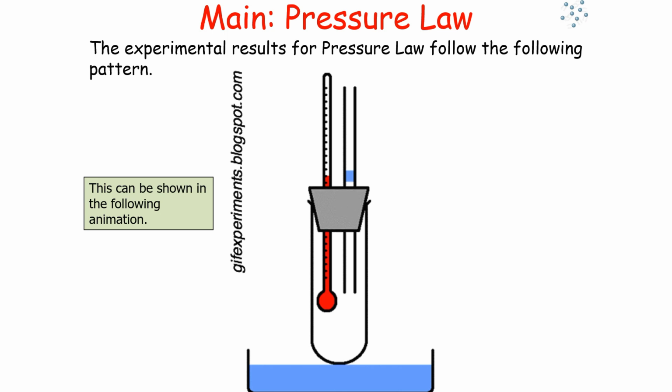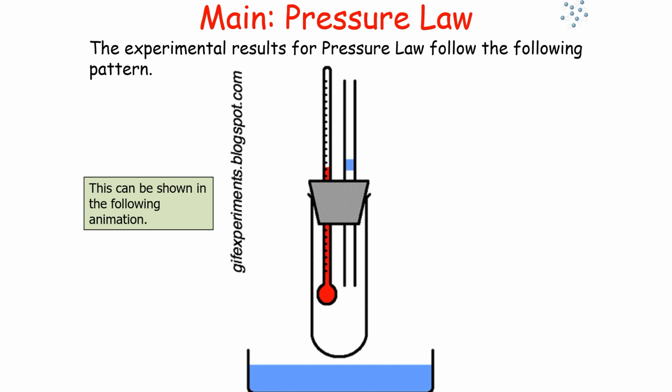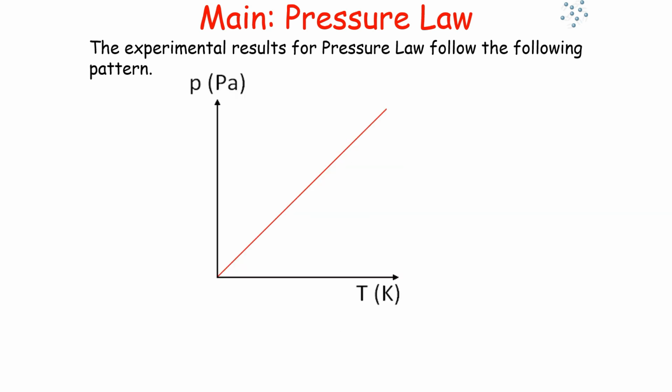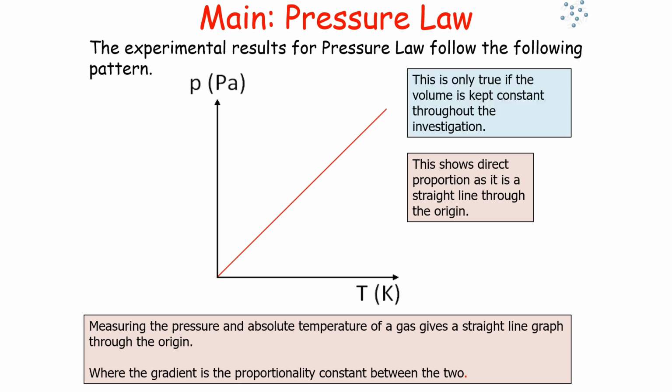So the experimental results for the pressure law follow the following pattern. Now we can show this in graphical form as well. So you can see P plotted against T. Now again, measuring the pressure and absolute temperature of a gas gives a straight line graph through the origin, where the gradient is the proportionality constant between the two. Now again, this shows that P and T are in direct proportion as it is a straight line through the origin. Now again, this is only true if the volume is kept constant throughout the investigation.